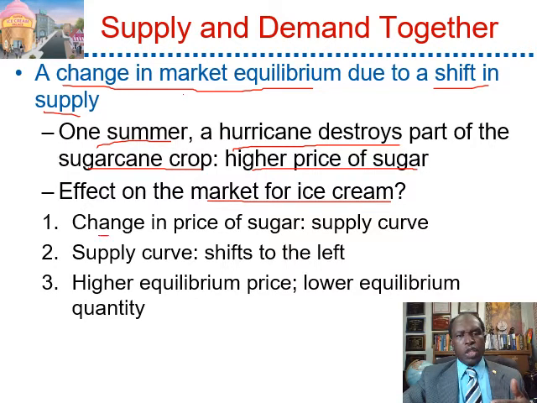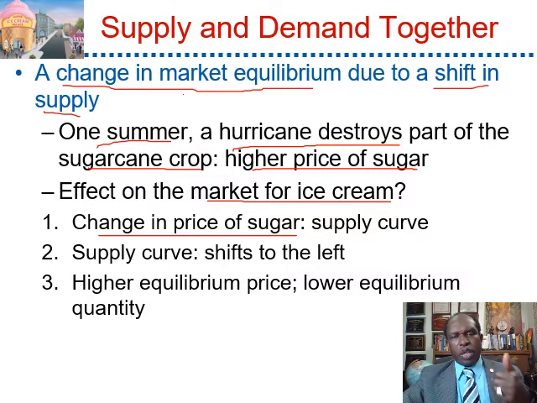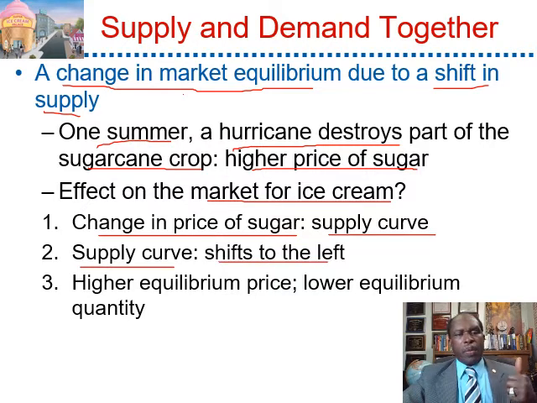First, change in the price of sugar. Sugar is an input in the production of ice cream. An increase in the price of sugar will impact the supply curve because the price of input is going up, so it costs more for ice cream makers to make ice cream. Therefore, the cost of production will increase, and the supply will decrease and shift to the left. And third, this will lead to higher equilibrium price and lower equilibrium quantity.